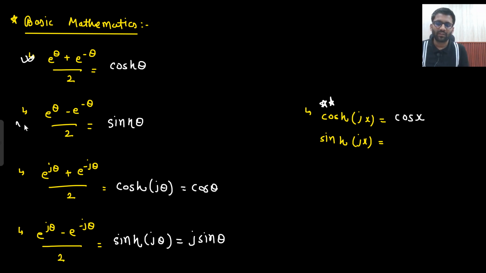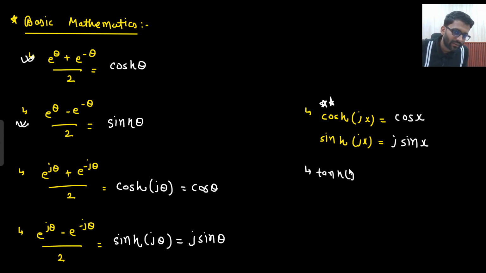So from this discussion, what you need to remember? These two things. In cos hyperbolic, if j is written in the angle, then j and h will be cancelled by each other, and the simple answer you will get is cos x. Here also both will be cancelled, but ahead you will add j. That's it. Sin hyperbolic jx is equal to j sin x. What will be your tan hyperbolic jx?